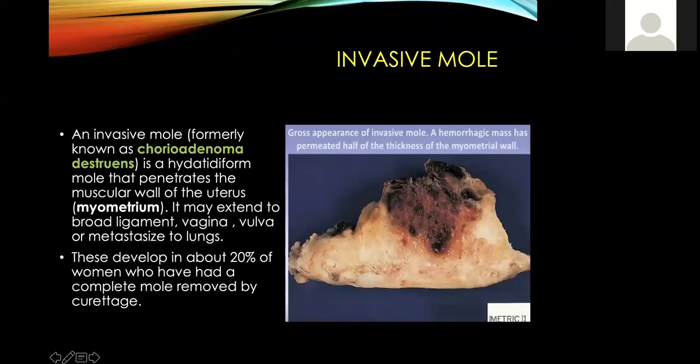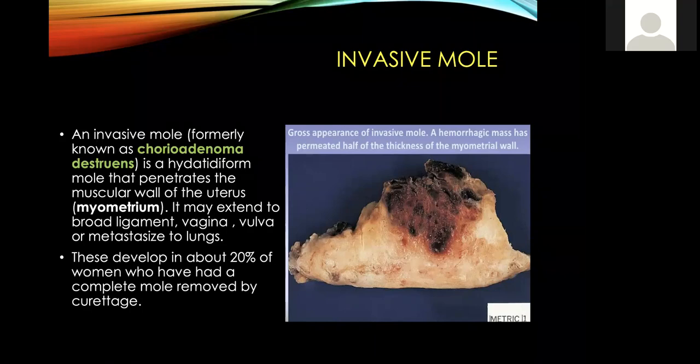Now we come to the malignant types. We have already classified as benign and malignant. Benign is complete, partial, and we have invasive, and malignant is on the other side. But before that, we have to understand that there is something like invasive mole.